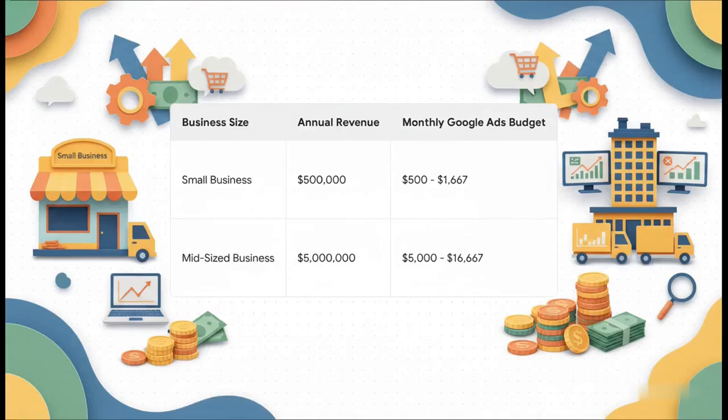So what does that actually look like in real dollars? Well, if you're a small business doing about $500,000 a year in revenue, that formula puts your monthly Google Ads budget somewhere between $500 and maybe $1,700. As you can see, for a bigger business, that number just scales right up. It gives you a realistic ballpark based on what your business can actually support.